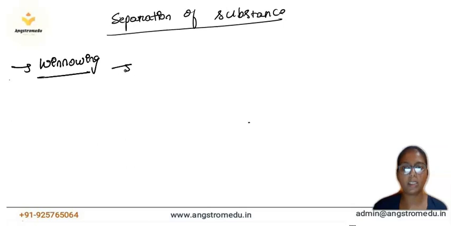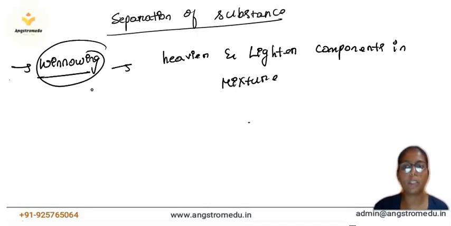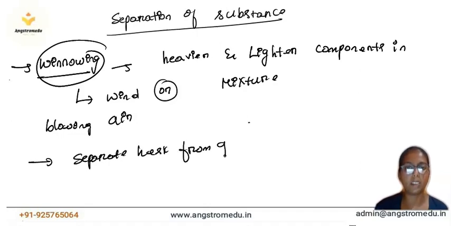The next one is winnowing. Winnowing is a separation method for the heavier and the lighter components in the mixture. This particular winnowing process uses the wind, that is, blowing air. Normally this process can be used to separate husk from grains.